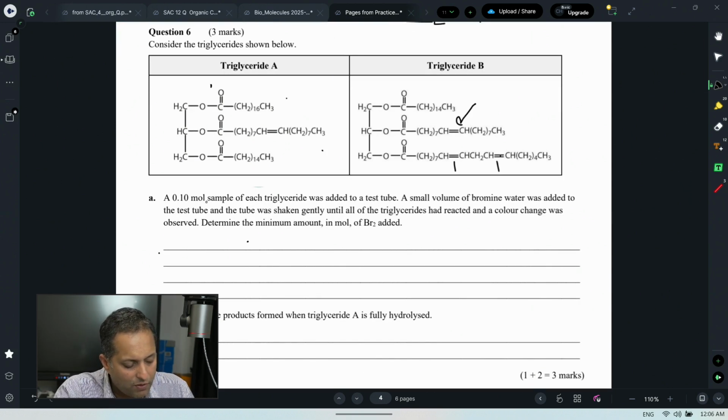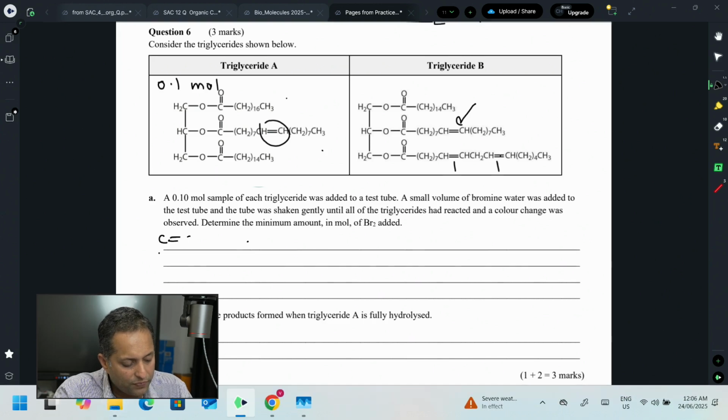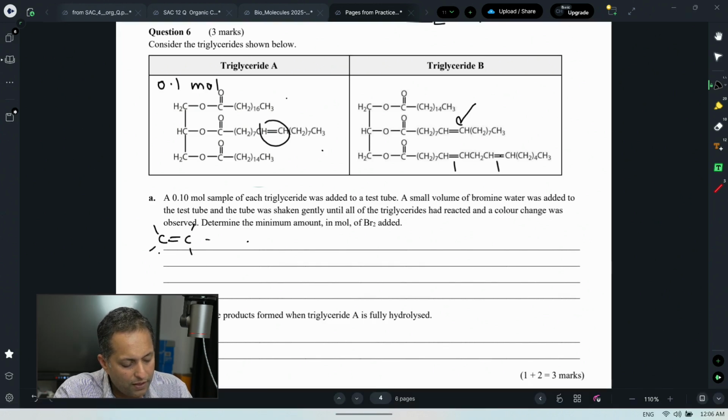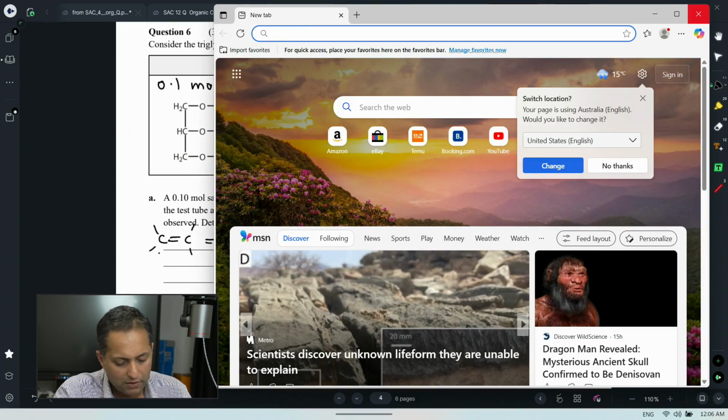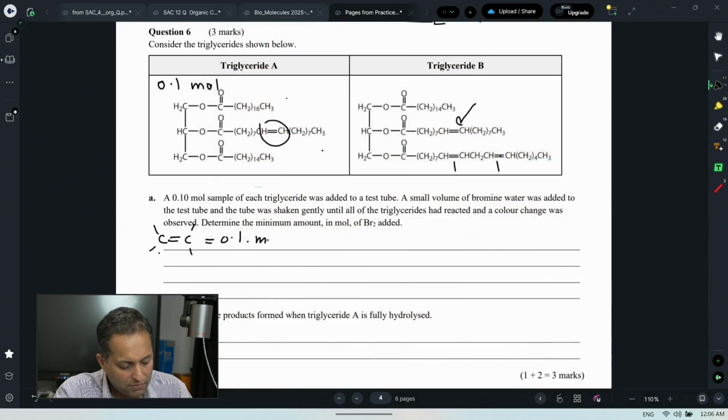A 0.1 mole sample of triglycerides was added to a test sample. So if you have 0.1 mole of this, what matters is the number of moles of carbon-carbon double bonds you are getting. For the first one, you get 0.1 mole of carbon-carbon double bonds. That makes sense.